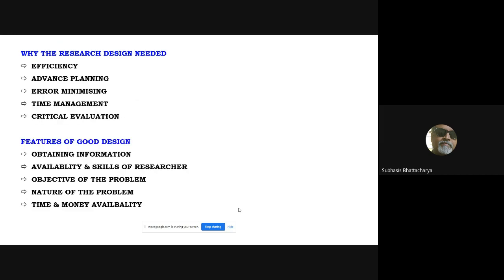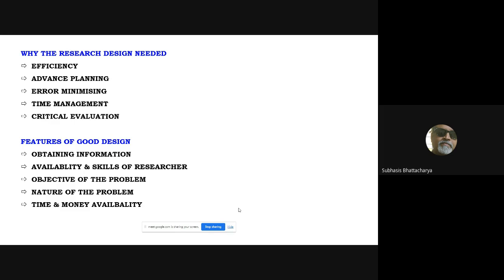So why is such research designing needed? Research designing is needed because it makes your work very smooth, regarding your various research operations. You can smoothly go through such research designing. That makes your research as efficient as possible, yielding maximum information with minimum expenditure of effort, time or money.